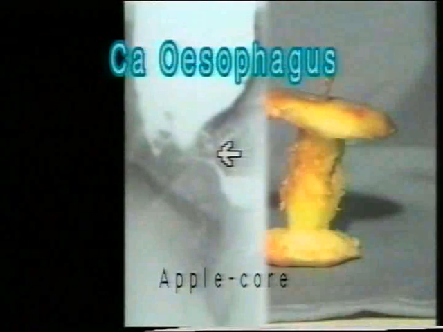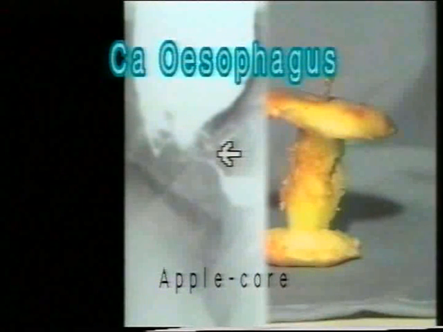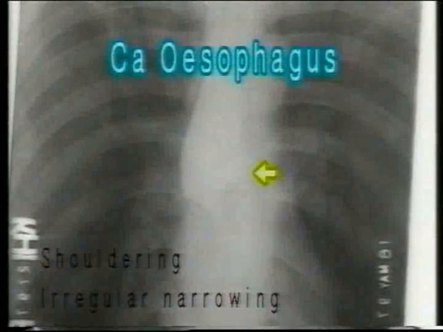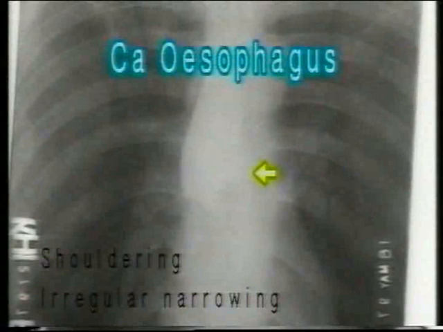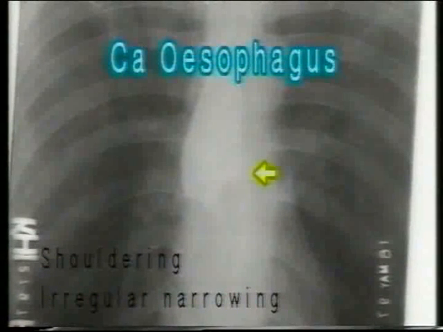Now here we see an apple core on the right side, and note the similarity in appearance with the barium swallow. This is another X-ray showing an obstruction in the middle third of the esophagus. Note the shouldering, which is diagnostic of a malignant obstruction, and the irregular narrowing.